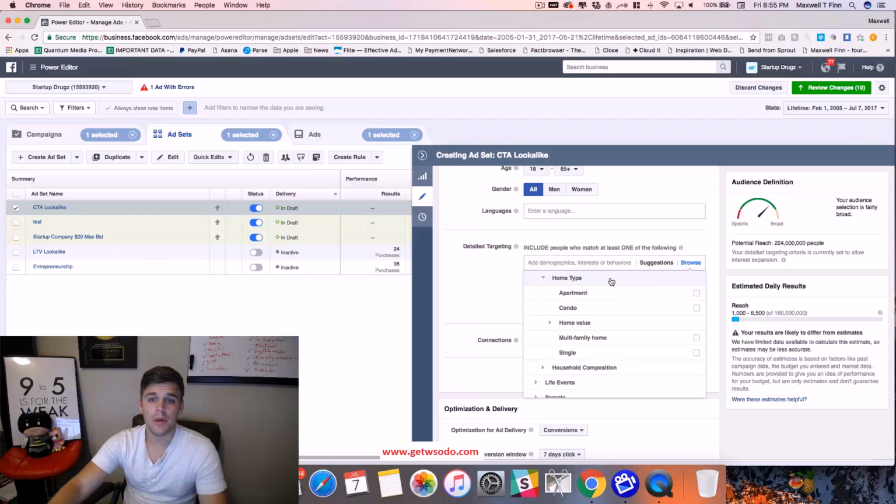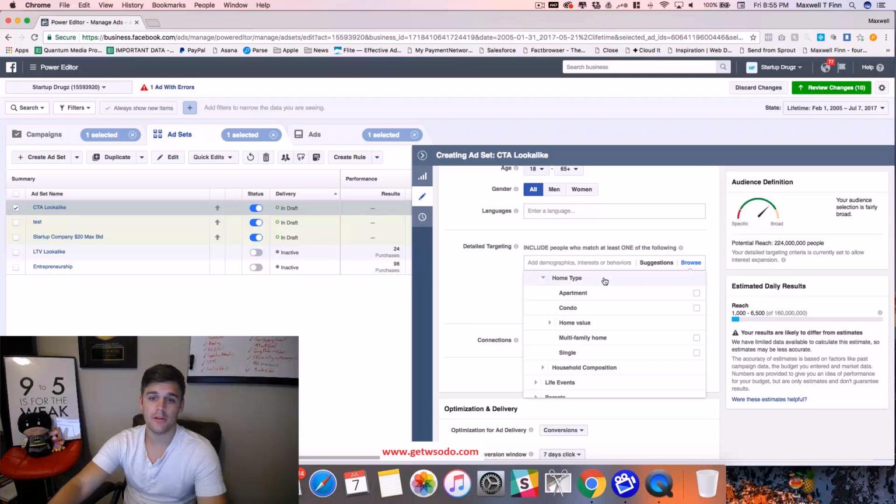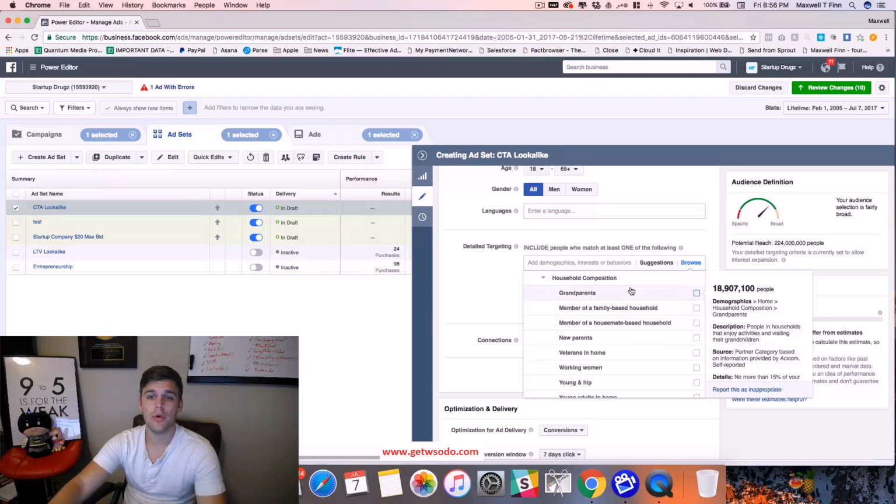Look at home type. Are people in apartments or condos? Maybe you're a realtor trying to sell single family homes, moving people up the ladder. And then you can also do home value, so if you're selling real estate, household composition, who lives in the household?